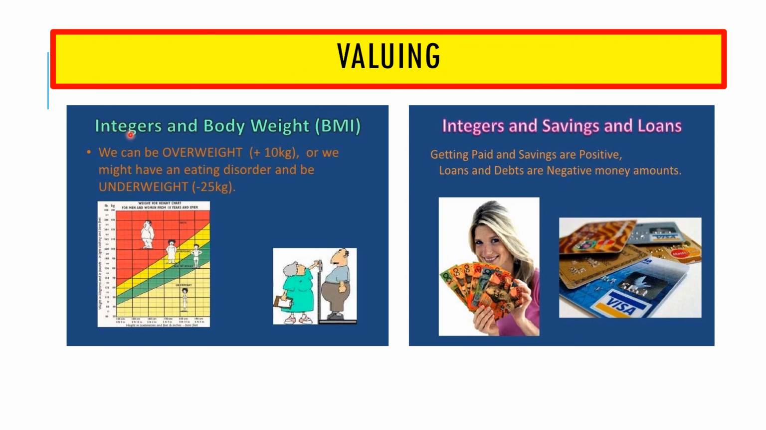Body weight. Integers and body weight. We can be overweight, positive 10 kilograms, or we might have an eating disorder and be underweight, negative 25 kilograms. Integers and savings and loans. Getting paid and savings are positive. Loans and debt are negative money amounts.